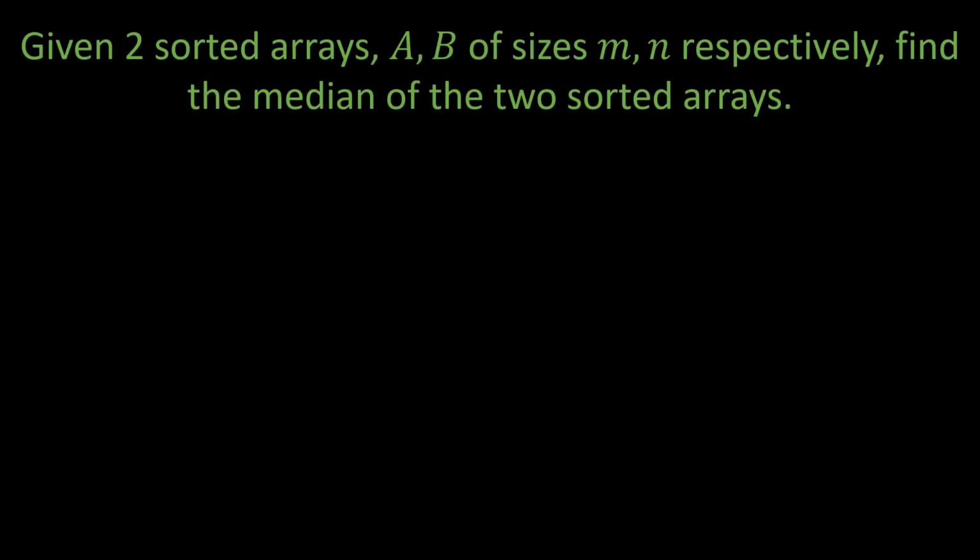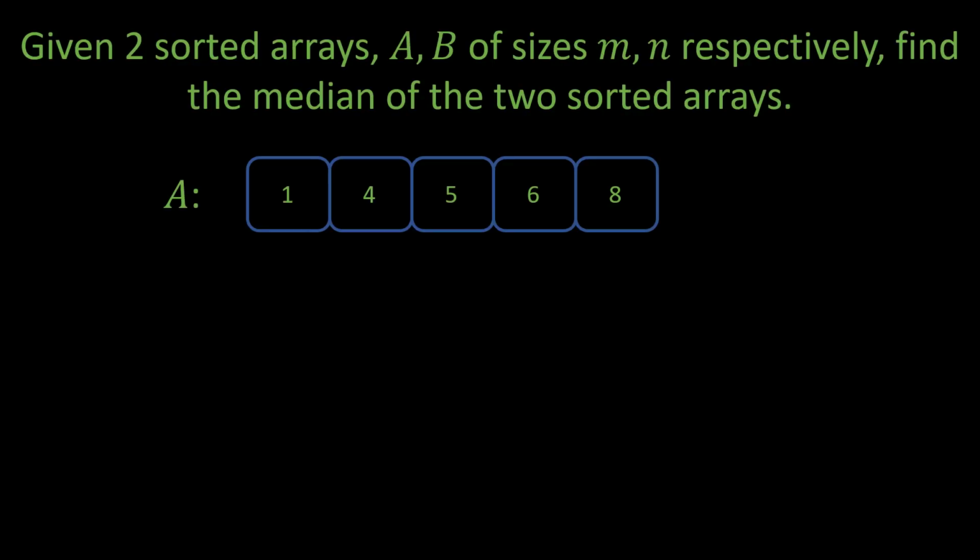Given two sorted arrays A and B of sizes m and n respectively, find the median of the two sorted arrays. So let's try to visualize this by taking an example. Suppose that A is a sorted array of 5 numbers, 1, 4, 5, 6, 8, and that B is another sorted array of 3 numbers, 2, 3, 7. Now, the problem is asking us to calculate the median of the numbers in both of these arrays. Note that we want the median of the union of the numbers in both of the arrays and not the individual median in each array.